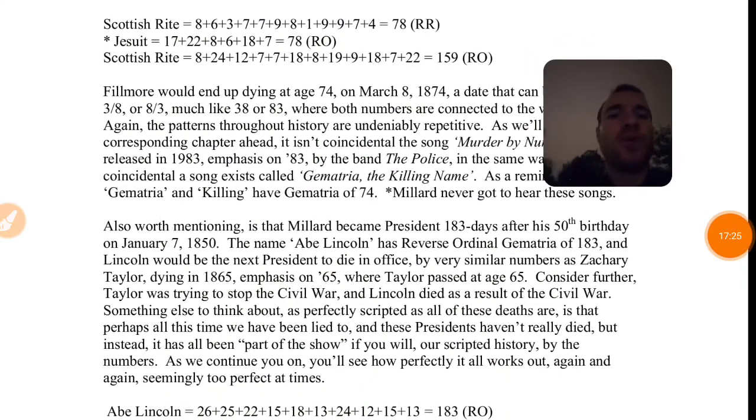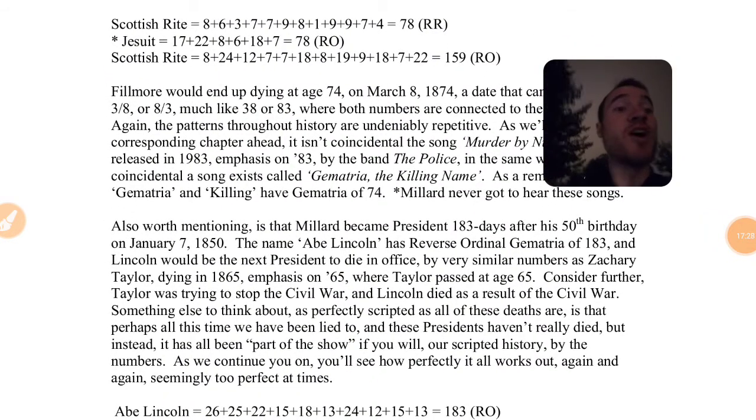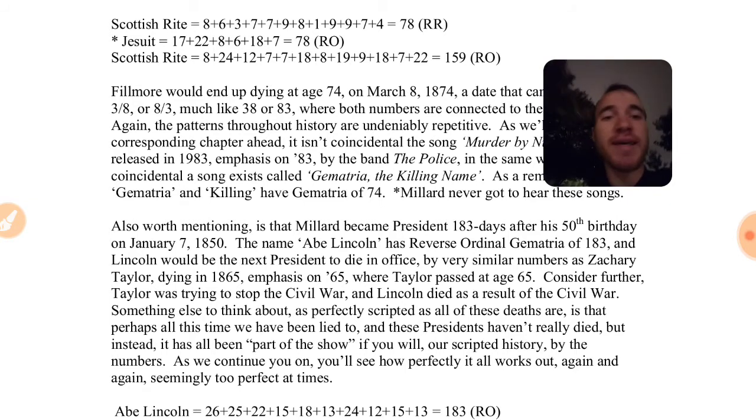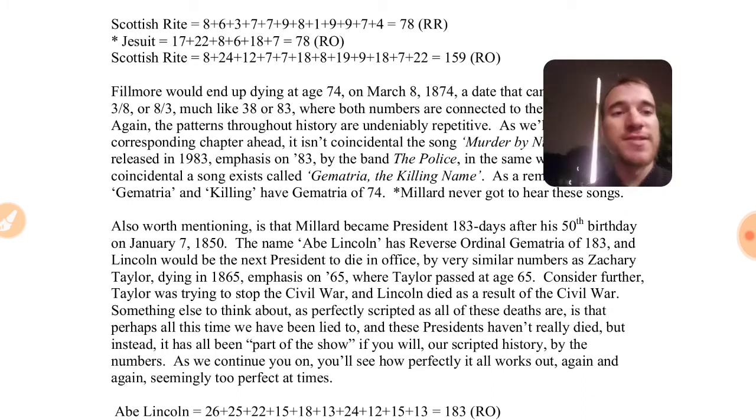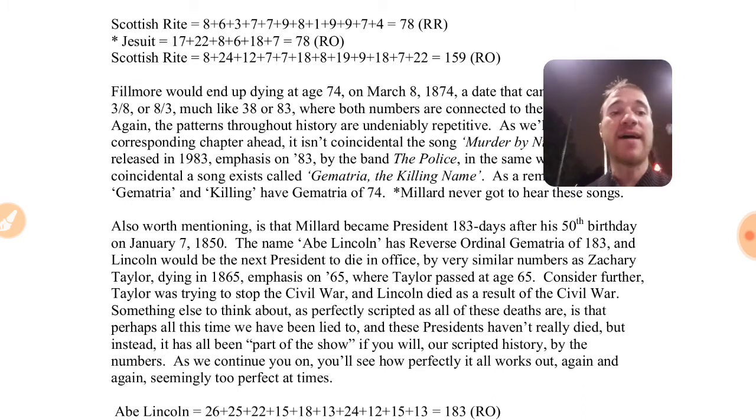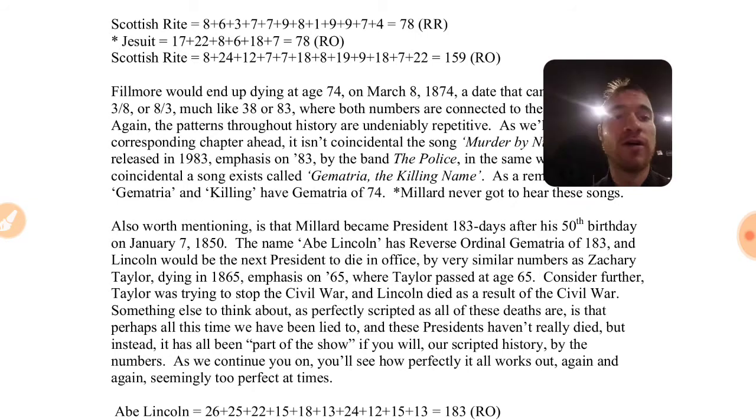Also worth mentioning is that Millard became president 183 days after his 50th birthday on January 7th, 1850. The name Abe Lincoln has reverse ordinal gematria of 183. And Lincoln would be the next president to die in office by very similar numbers as Zachary Taylor, dying in 1865, emphasis on 65, where Taylor passed at age 65. Consider further, Taylor was trying to stop the Civil War, and Lincoln died as a result of the Civil War.